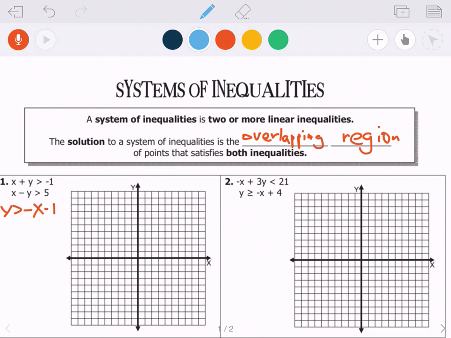I'm going to do my other equation in blue. So I'm going to subtract x on both sides, so -y is greater than -x plus 5. Now I'm not done yet. I don't want -y. I just want y. So I'm going to divide everything by -1. Anytime you multiply or divide by a negative number, you need to flip the sign. So I flip the sign there. -1x divided by -1 is just positive 1x. 5 divided by -1 is -5. So there is my second inequality.